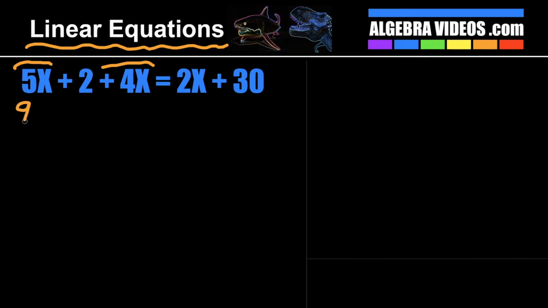I'm going to write 9x. And then all of these other terms I'm going to leave the same. We're just going to bring them down as they are. So this term right here of plus 2, I'm just going to rewrite as a plus 2. And then on the right side, I'm just going to rewrite these terms as they are: 2x plus 30.